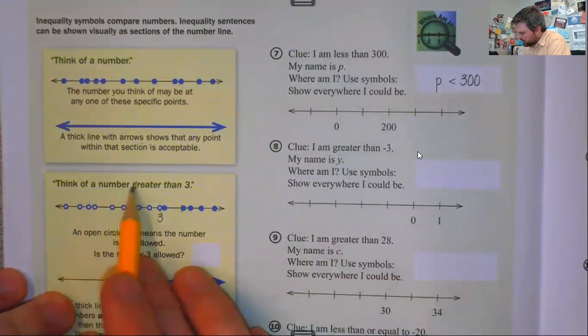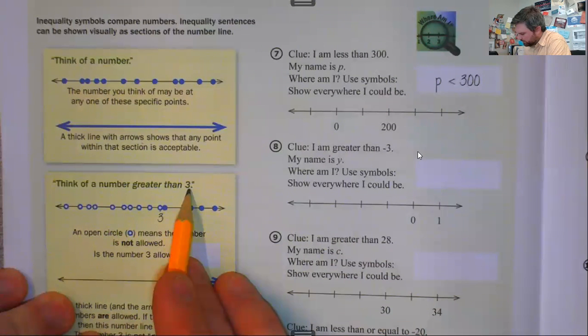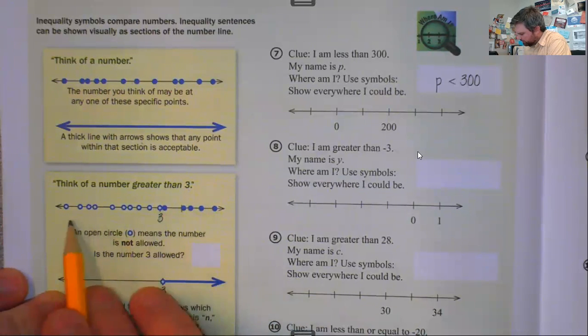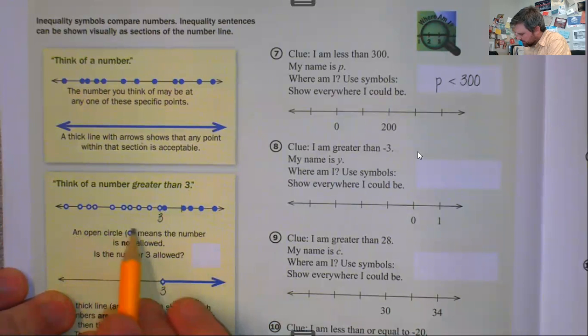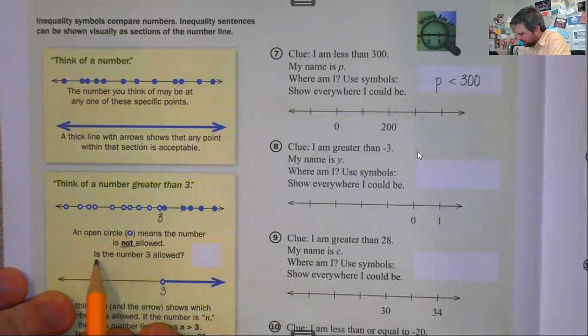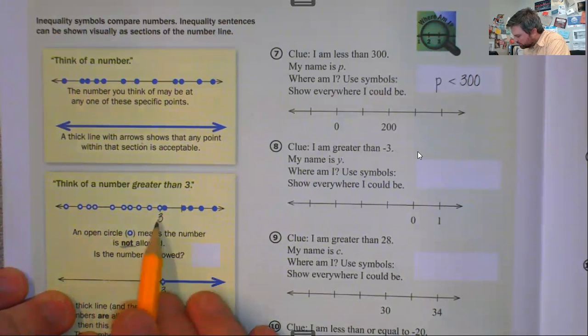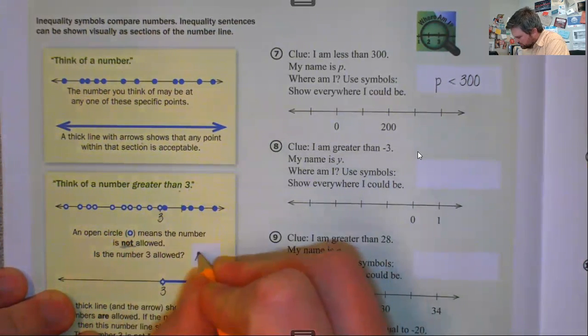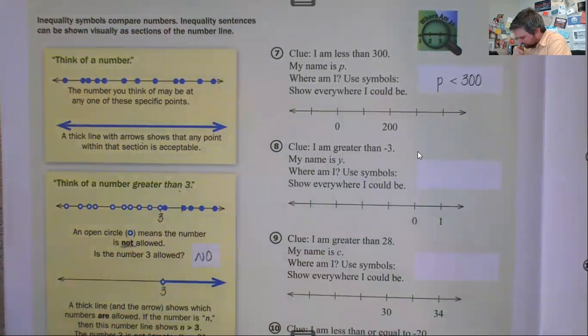Think of a number greater than 3. Okay, so here's 3, and I've got some closed dots and some open. An open circle, which looks like this, means the number is not allowed. Is the number 3 allowed? Well, look here. I got an open circle at 3, and it wanted a number greater than 3. If you think of the number 3, is 3 greater than 3? And the answer is no. 3 is not greater than 3.